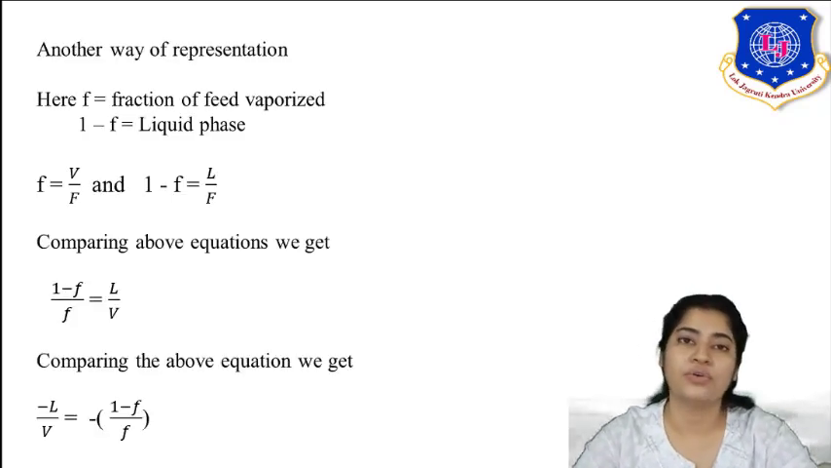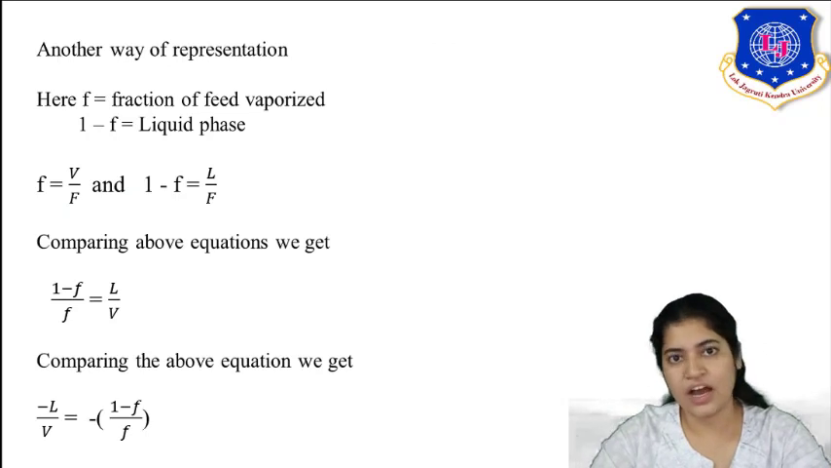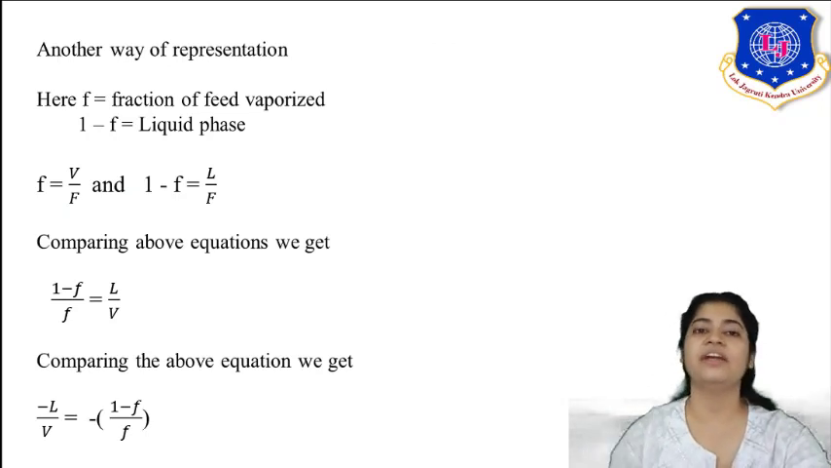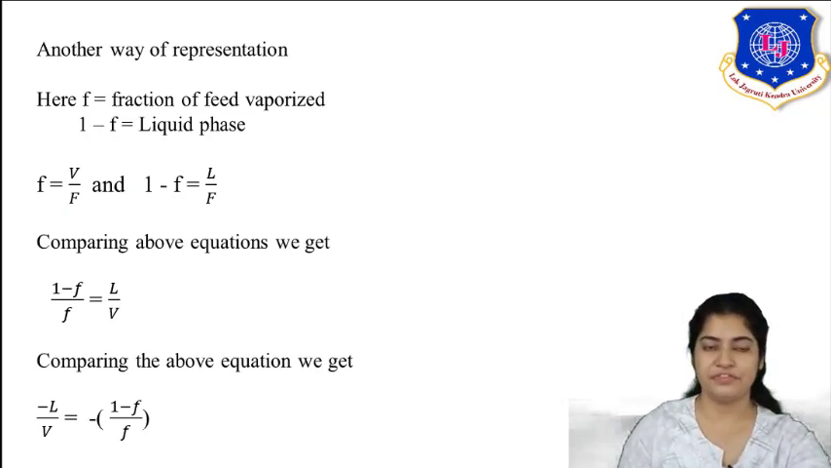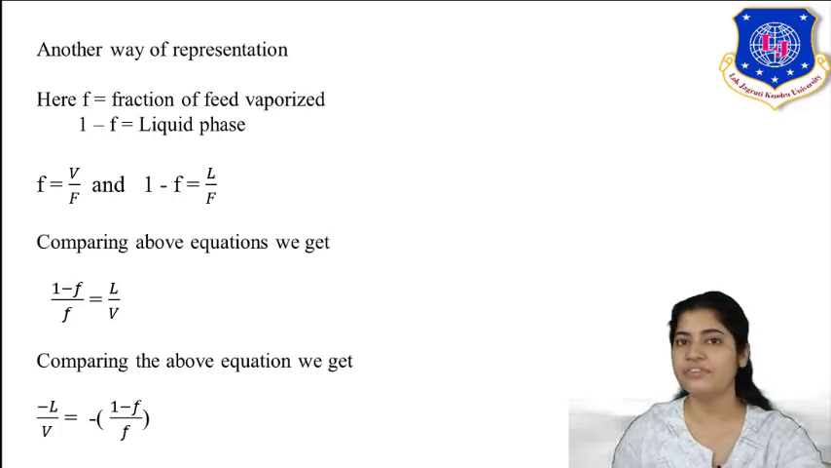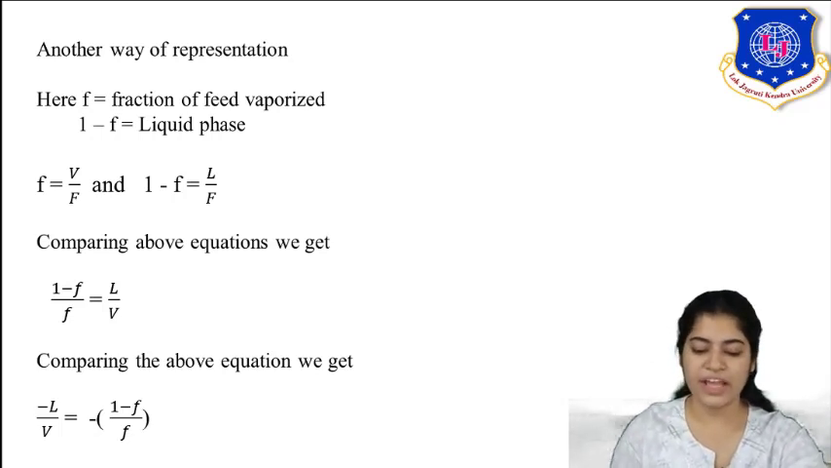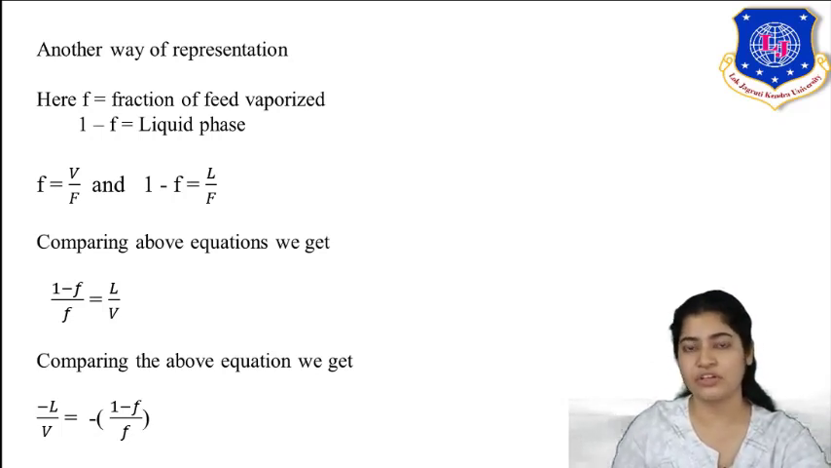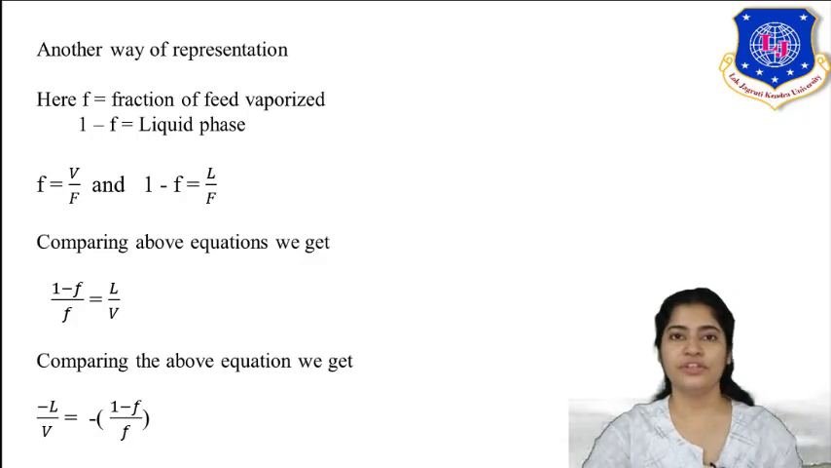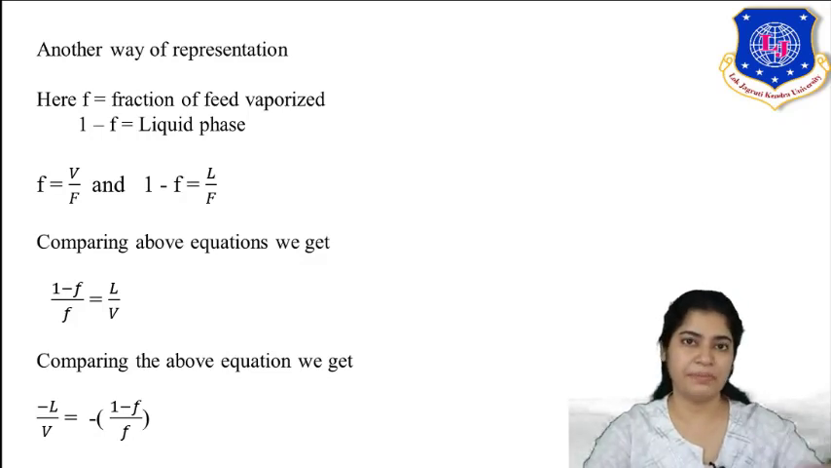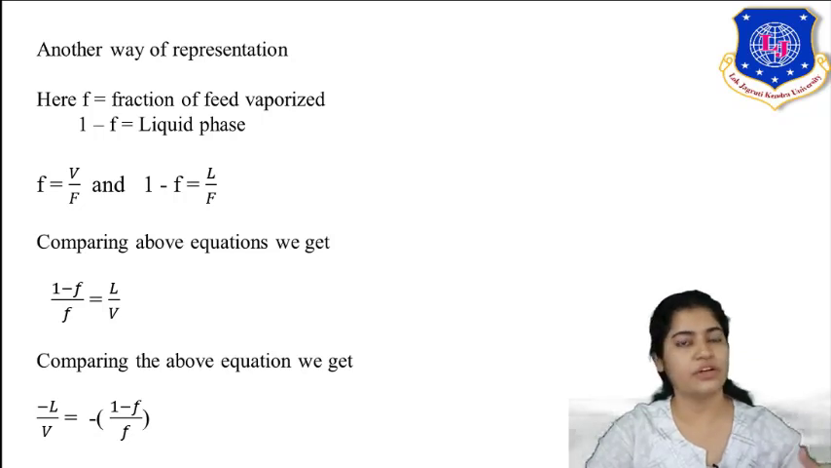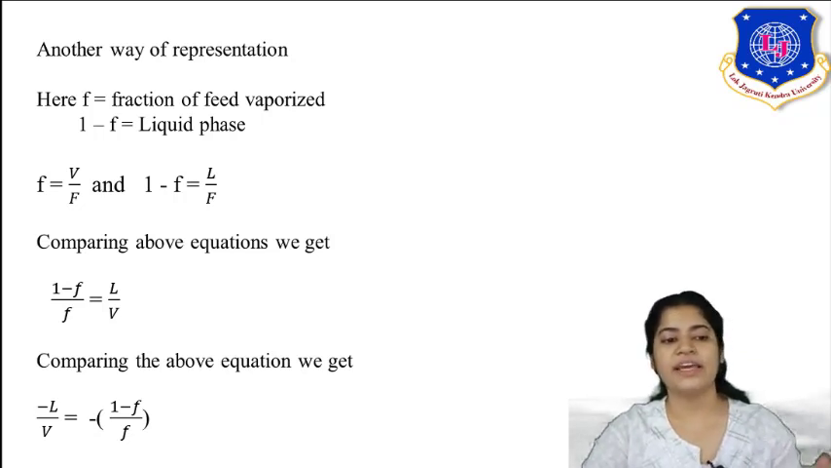So now another way of representation. We are introducing a new term, that is f. What is f? Fraction of feed vaporized. So note down, f lies between, as it is fraction, so it is between 0 to 1. So if f is feed vaporized, so in vapor form what is it? It is f. So the liquid which is remaining, that is what? 1 minus f.